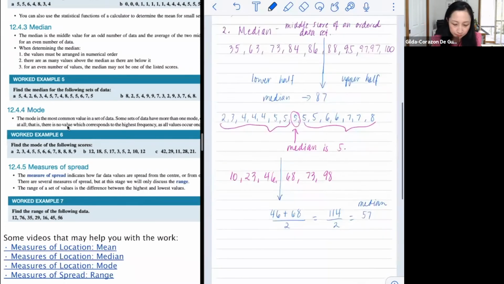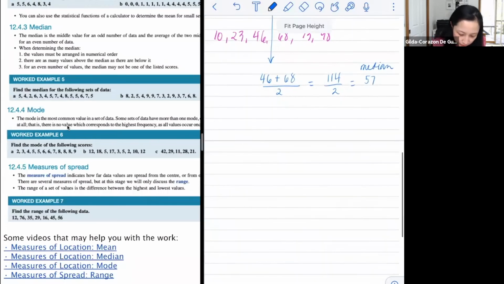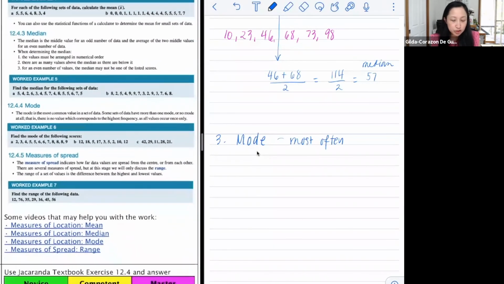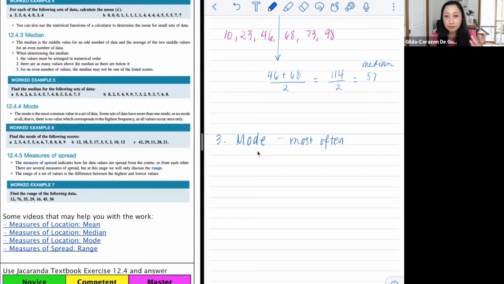The mode, M-O-D, M-O is most often. It's the number or whatever category that occurs most often, right? Mode would usually be used for categorical data, but in our examples here, the data set would be numerical as well, and you could still use that, okay?